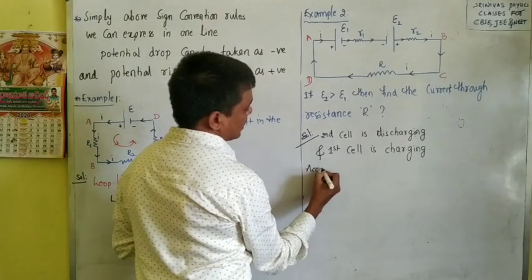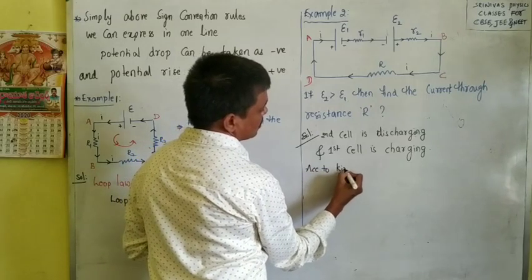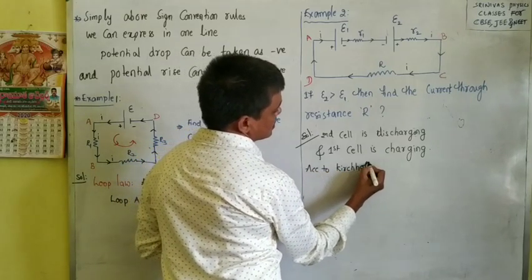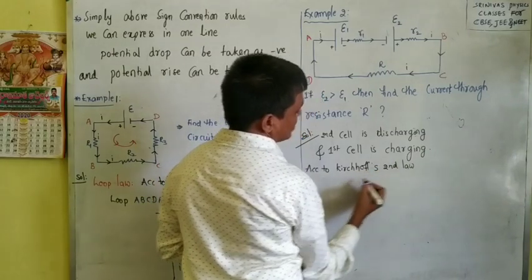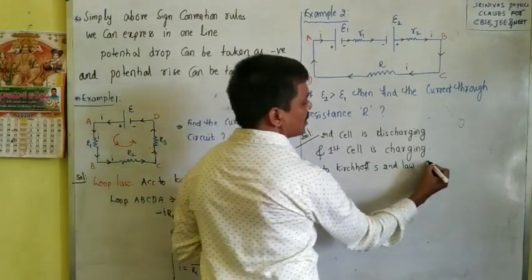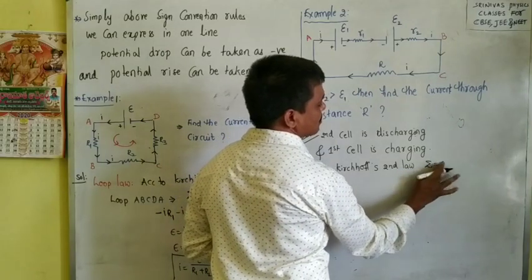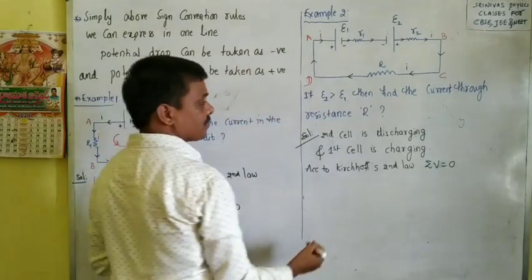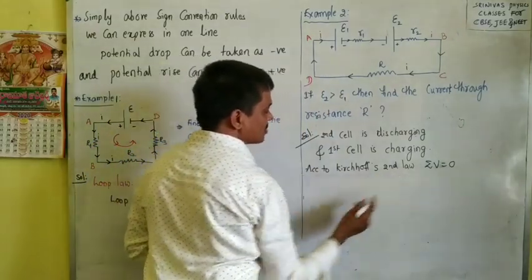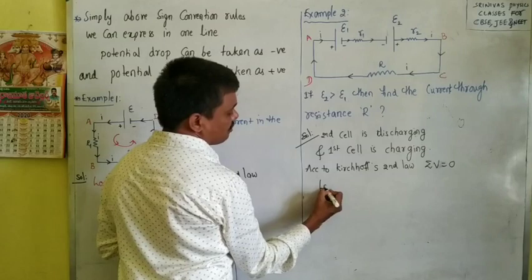According to Kirchhoff's second law, what do we know? Algebraic sum of potential differences is equal to 0. Sigma V equals 0. Then we will select the loop for this.